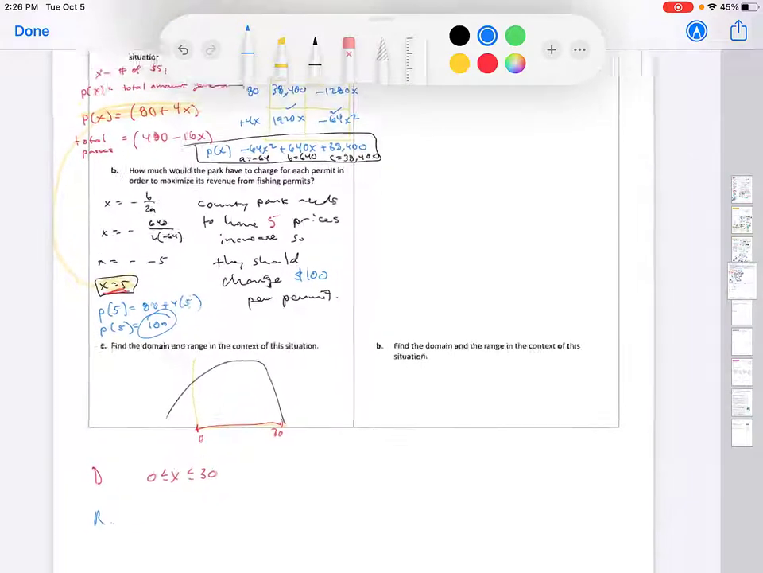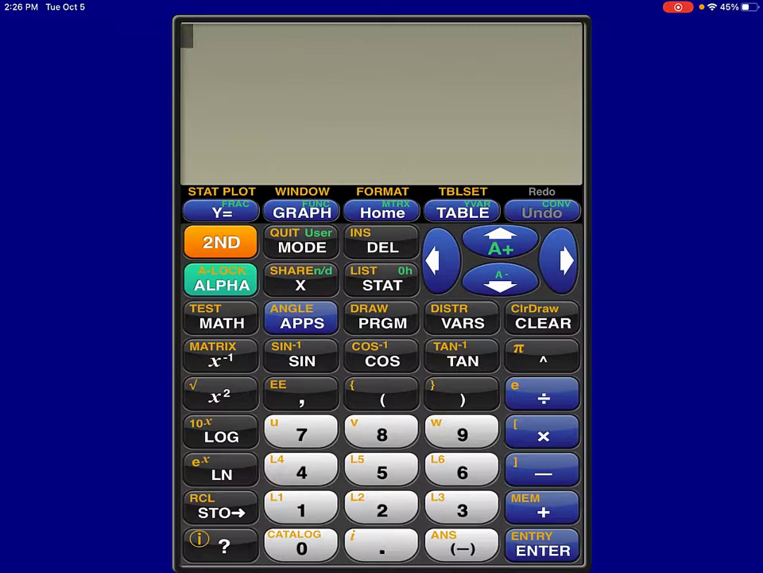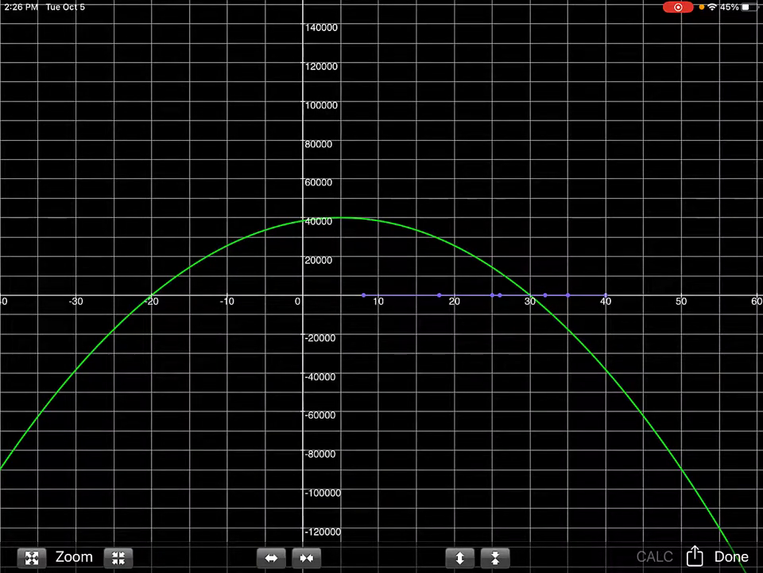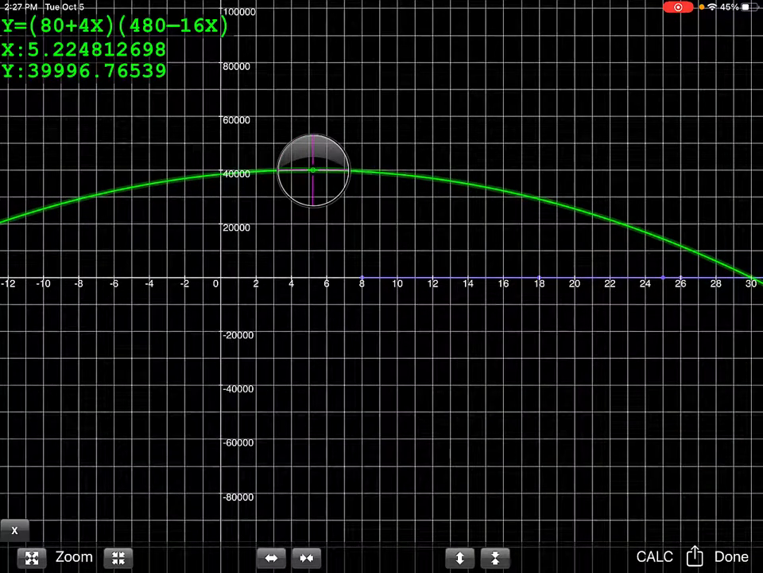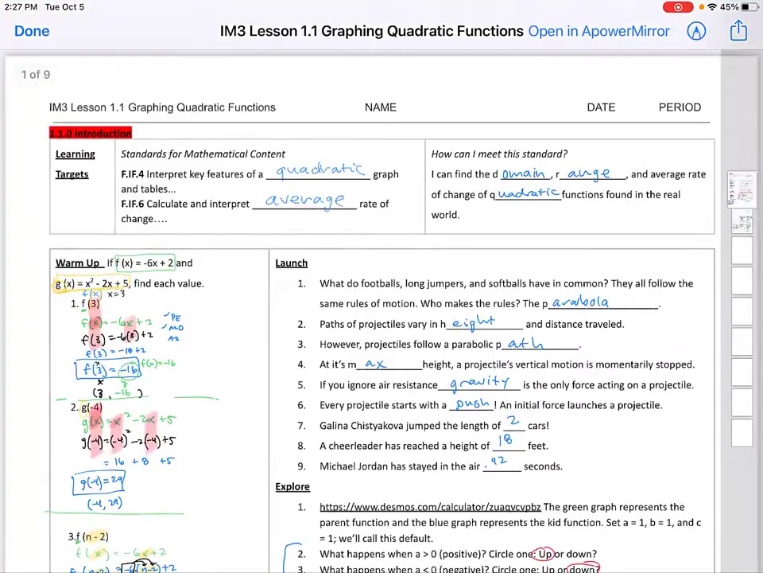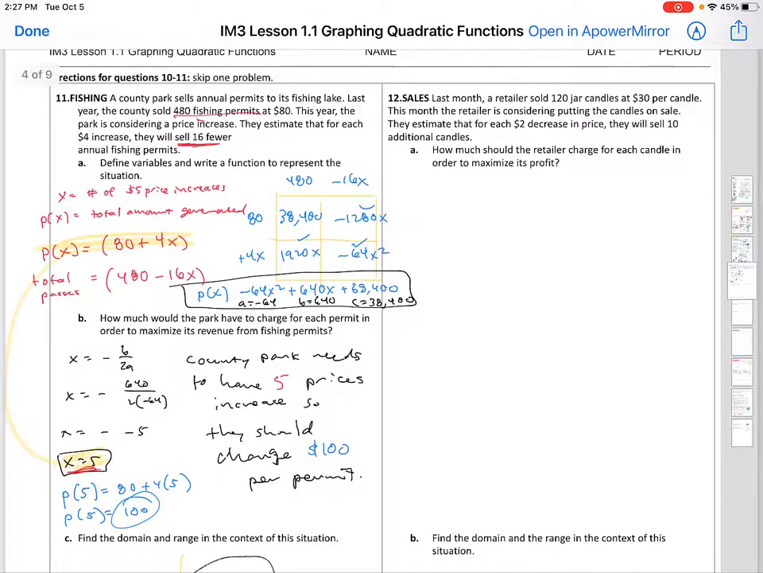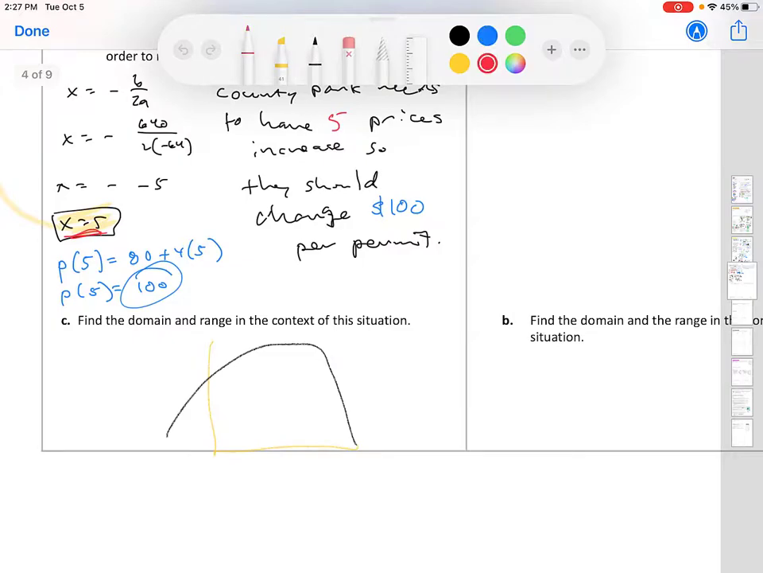if you put in 5 into the whole function, let's go back to our graph. You can just substitute in 5 into that number. Graph. And here's 5. Even highlights it in red that 5 comma 40,000. So right there is 40,000.